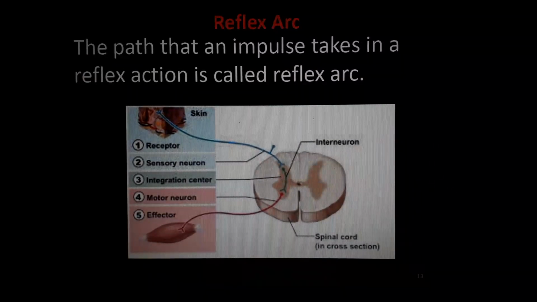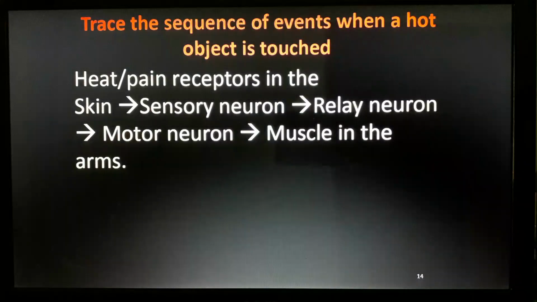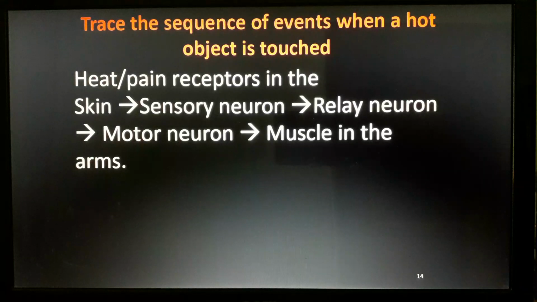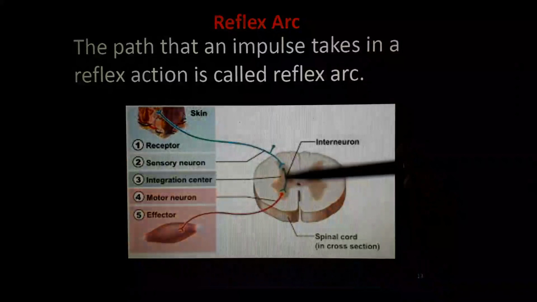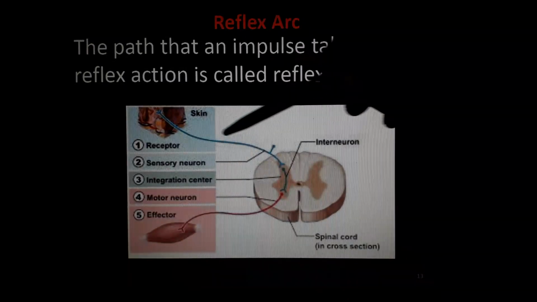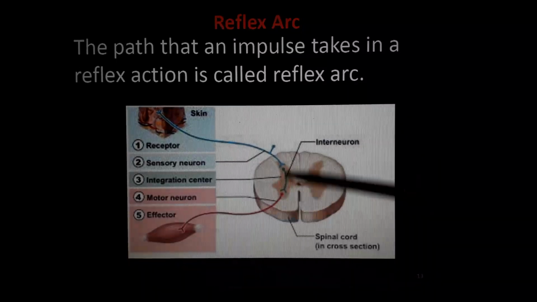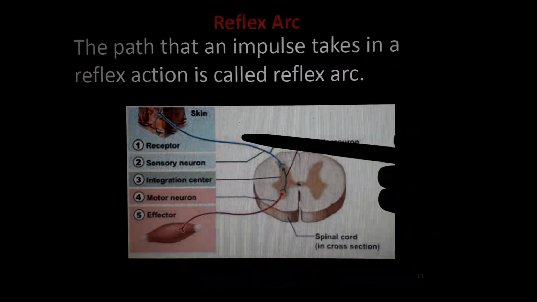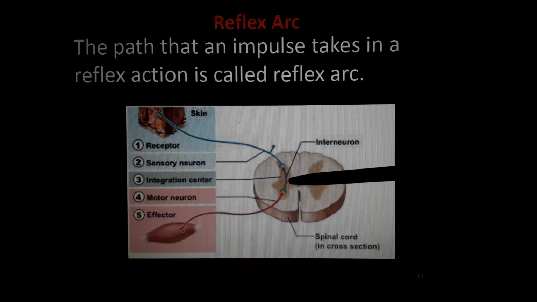Understand? This is the cross section of a spinal cord. So this is the sequence of events when a hot object is touched. From skin, sensory neuron, relay neuron, motor neuron, muscle in the arm. This is the relay neuron. This green thing you need, relay neuron or interneuron, it connects between the sensory neuron and the motor neuron. Okay, all these notes I will give. This relay neuron is in the spinal cord. It connects the sensory neuron to the spinal cord. From the spinal cord, it connects to the motor neuron.